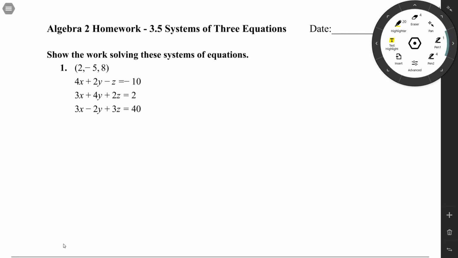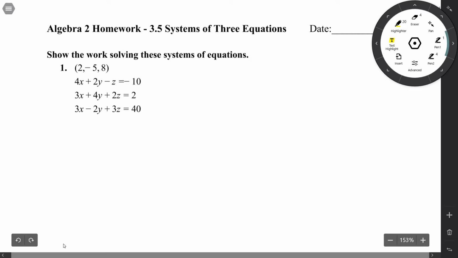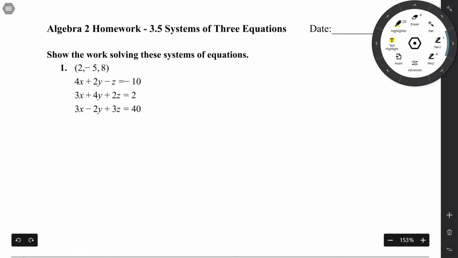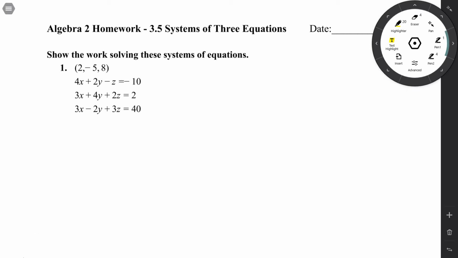You can attack any variable if you want to. You can solve for z first, or you can solve for y first. It's totally up to you. I usually look at each question independently and think what's going to be the easiest one to solve for first, and then I just take it from there and solve as I go.